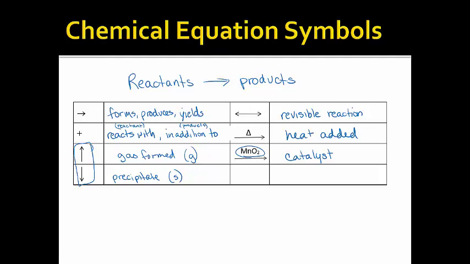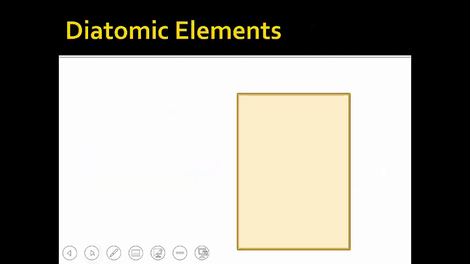All right, there's one other thing we need to know before we can get started writing the equations, and that is diatomic elements. Diatomic elements, let's see, what does their name indicate? So diatomic, di meaning two, and atomic, so two atoms, right? So these are elements that exist in nature as two. They come in pairs. They are molecules.